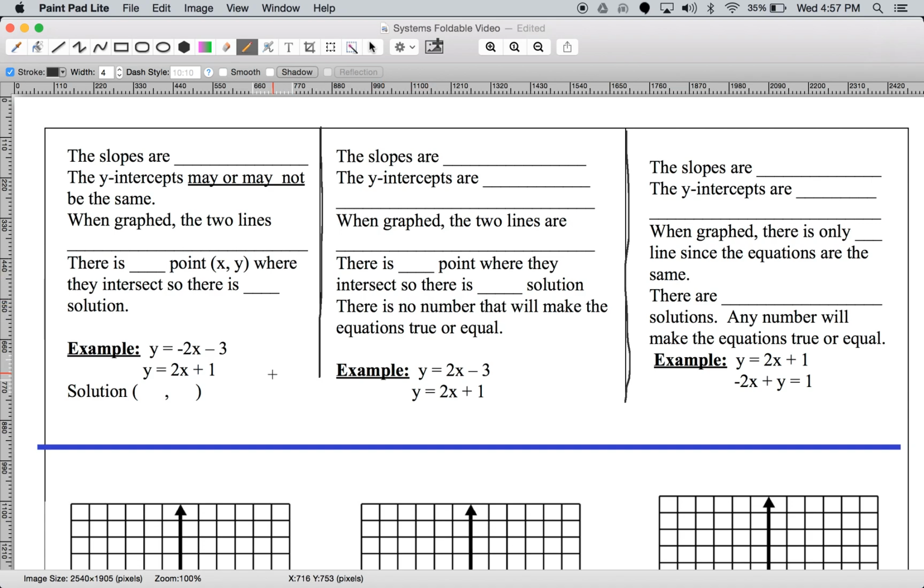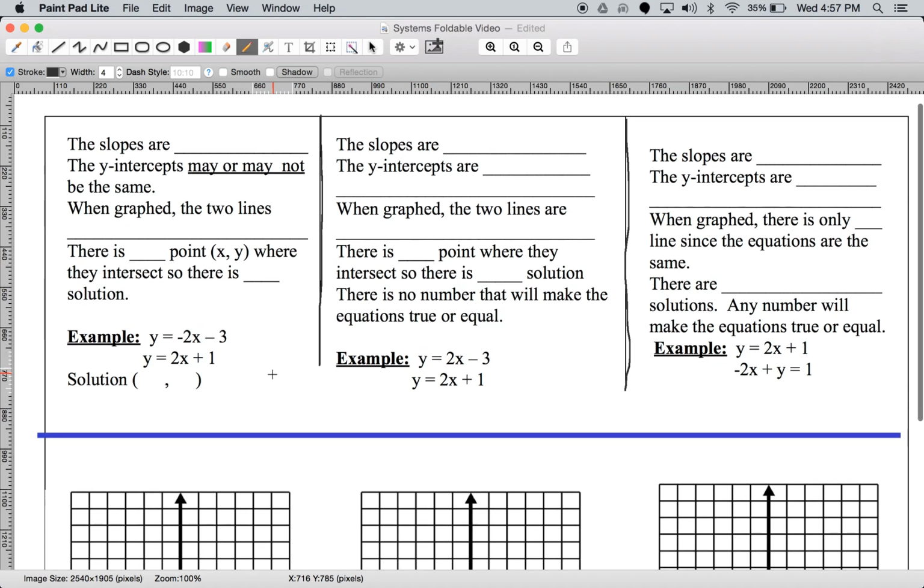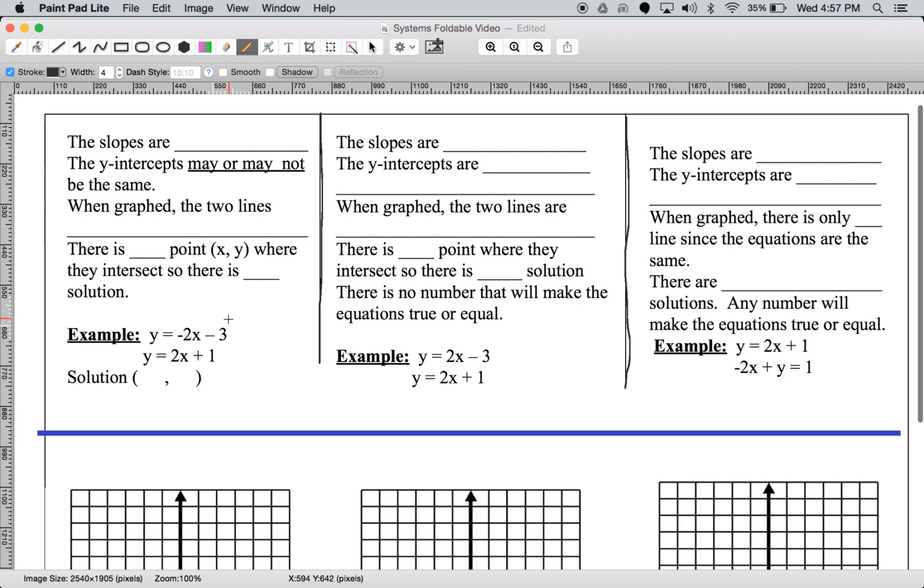All right, so let's go ahead and take a look. We have our first example right here, and they've given us two equations. Remember, systems, we're always working with more than one equation. And we are going to fill in these blanks. So the slopes are blank. Take a look at the slopes here. We have the number before the variable, and these represent the slope. So this one's -2, this one's +2. What would you say about those slopes?